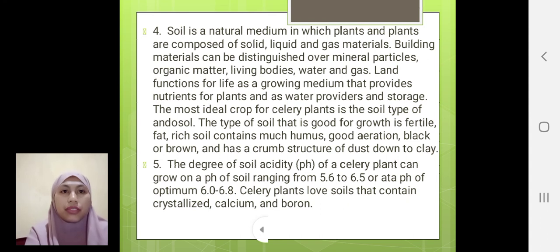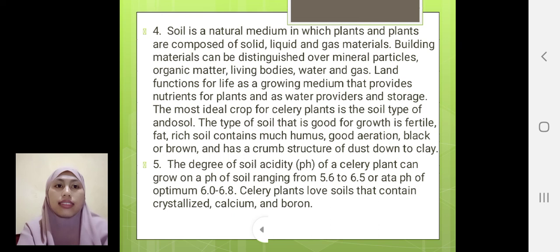4. Soil is a natural medium in which plants grow, composed of solid, liquid, and gas materials. Its building materials can be distinguished into mineral particles, organic matter, living bodies, water, and gas. 5. The degree of acidity: a celery plant can grow in soil with a certain pH range, with an optimum pH. Celery plants love soil that contains calcium and boron.